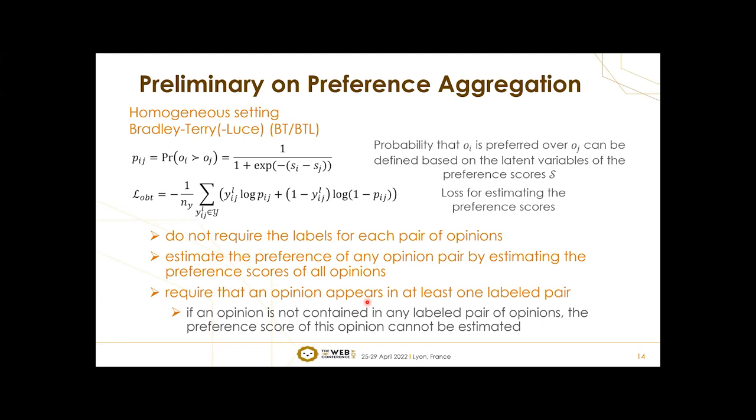And here are some preliminaries of the existing preference aggregation models. The most typical one is the BT model. The probability that one opinion is preferred over another opinion can be defined based on the latent variables of the preference scores like this. This is the probability and this is the preference scores. Then we can utilize this cross entropy loss function to estimate the preference scores. It does not require labels for each pair of opinions, but it requires that an opinion must appear in at least one labeled pair.